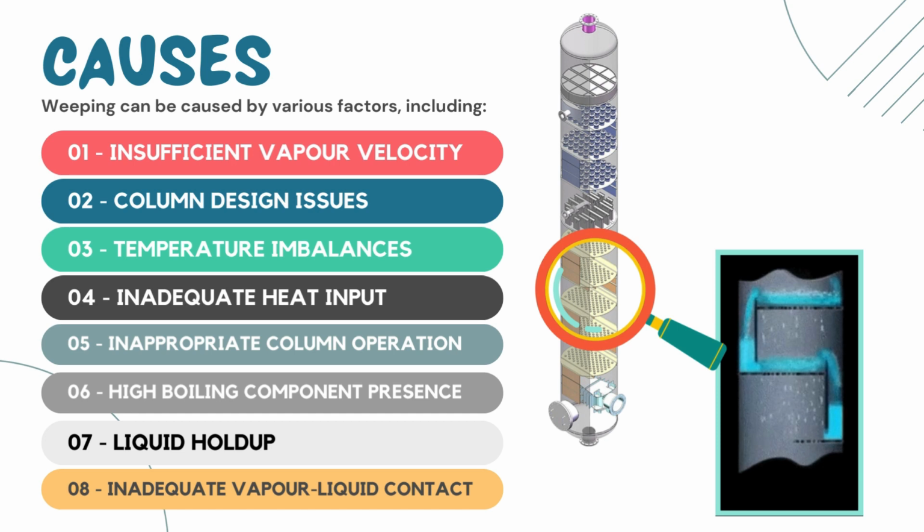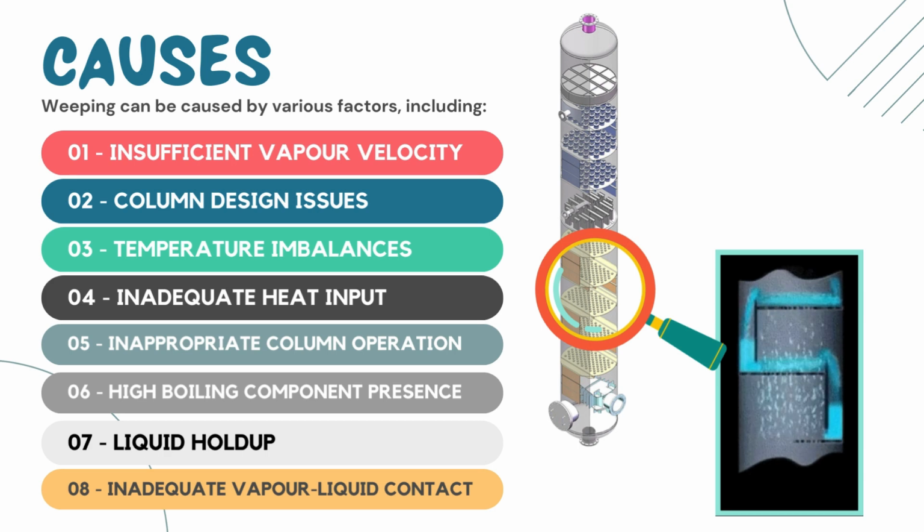Okay guys? Guys, now the next factor is inappropriate column operation. Guys, inappropriate operating parameters such as inappropriate reflux ratio, inappropriate feed concentration, or incorrect feed rates can lead to conditions of weeping. These parameters should be optimized for the specific components being distilled.